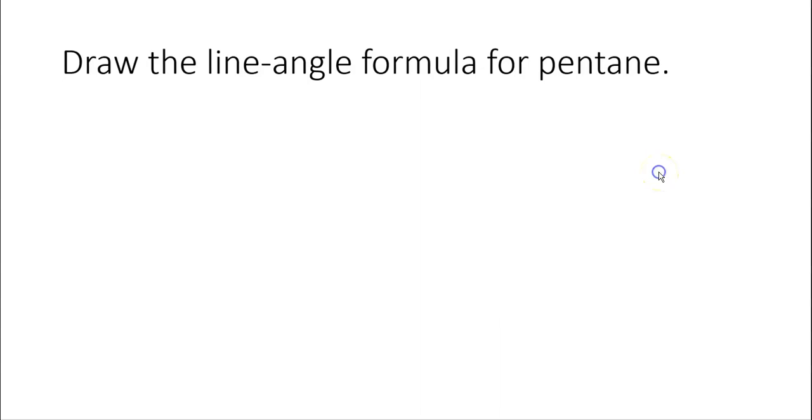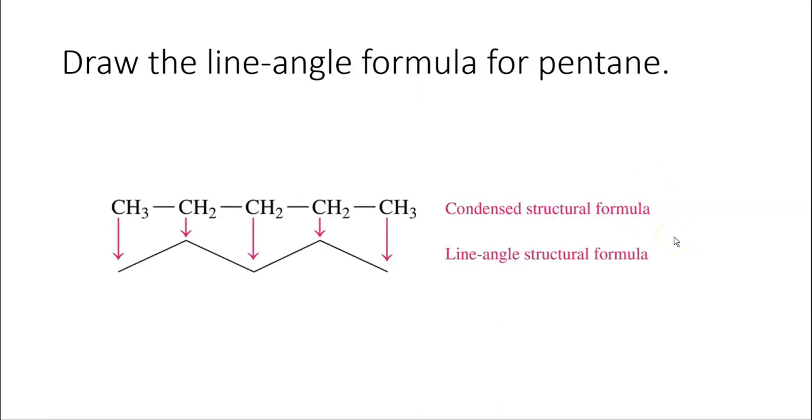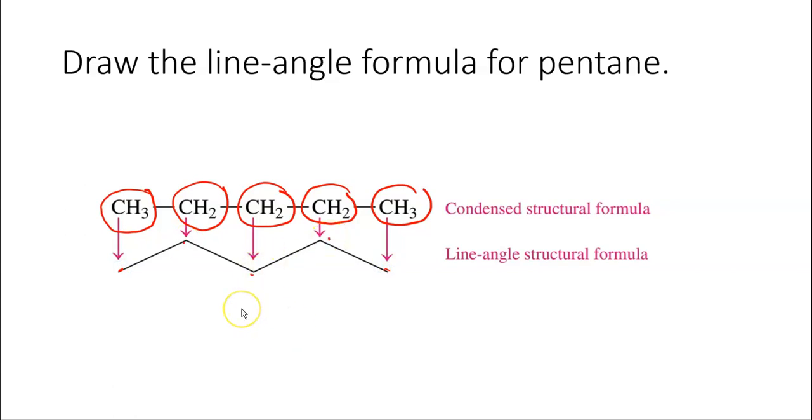Let's look at the answer. So this is for the same thing that I just did. So I only added carbon atoms. So you can just convert the CH3s, CH2s, CH2s, and CH2s, and CH3s. So remember, the ends contain CH3s and the corners contain CH2s. So in simple form, you can do what I just did. Like you already know, there are 5 carbon atoms. And then you can convert this into the line angle structural formula.